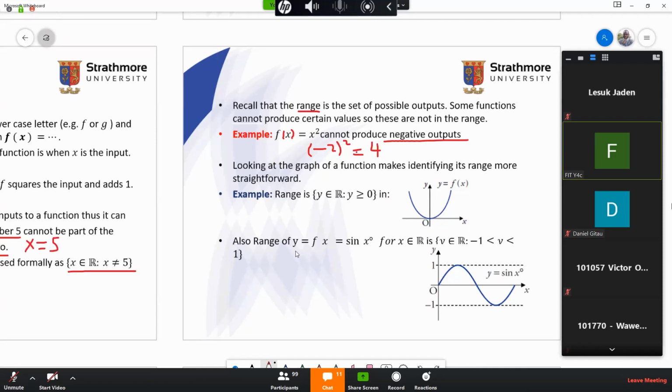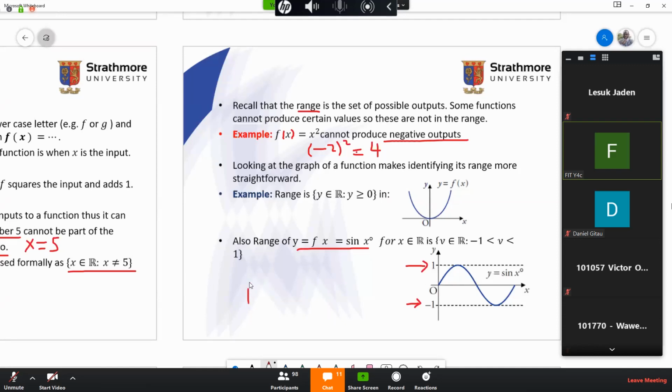Look at the function f(x) is equal to the sine of x, okay? Sine of x, the range is between 1 and -1. The domain is infinite. You can have any number. You can get its sine. But the sine is bound between 1 and -1.